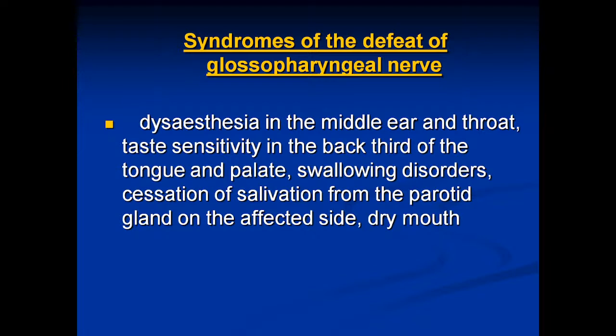Syndromes of damage to the glossopharyngeal nerve: dysesthesia in the middle ear and throat, loss of taste sensitivity in the back third of the tongue and palate, swallowing disorders, cessation of salivation from the parotid gland on the affected side, and dry mouth.